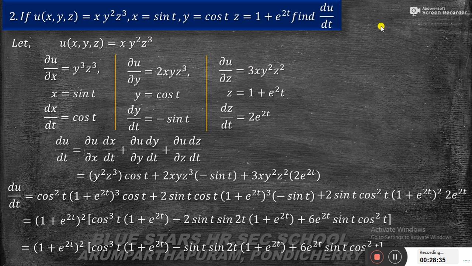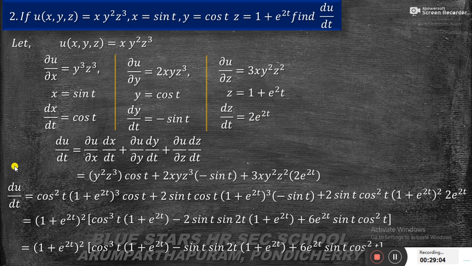Differentiation of z cube: now we differentiate only the z terms, z variables only. So xy square is constant, and the differentiation of z cube is 3z square, so 3xy square z square. Therefore next, z equal to 1 plus e power 2t, and dz by dt equal to, the derivative of 1 is 0, and the derivative of e power 2t is e power 2t into the derivative of 2t, which is 2 e power 2t.